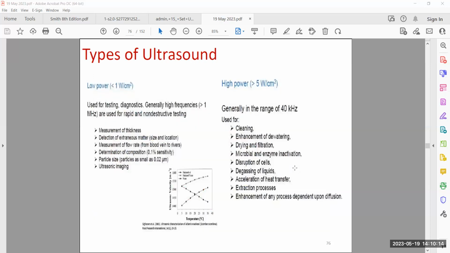Types of ultrasound, there are two. Again, I've mentioned before, low power is for diagnostic: measurement of thickness, measurement of flow rate, determination of composition, particle size, or even ultrasonic imaging. We're talking about high power, generally in the range of 40 kilohertz. It is used for drying and filtration, can be used for microbial and enzyme inactivation, disruption of cells, degassing of liquid, extraction process, and many more.